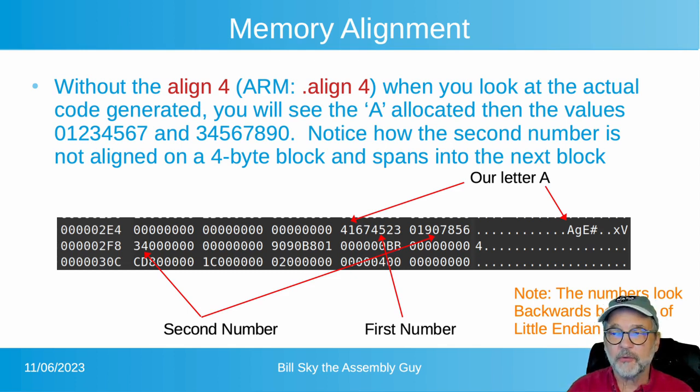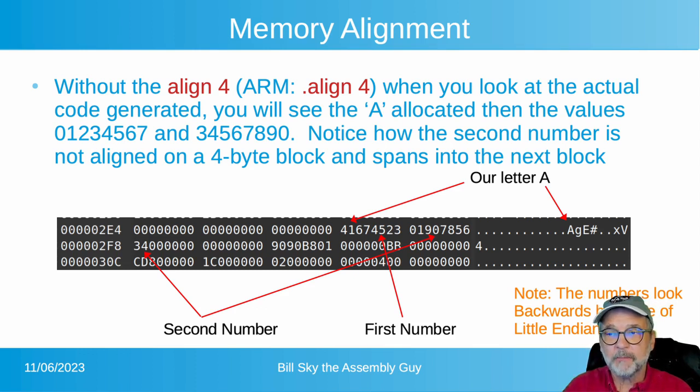And so you can see our 41 and our A, and then we've got 6, 7, 4, 5, 2, 3, 0, 1, but it's backwards, right? The reason why those numbers are not 0, 1, 2, 3, 4, 5, 6, 7 is because of little endian order. But you can see each 4-byte block, and you can see the A is first, and then 0, 1, 2, 3, 4, 5, 6, 7 in little endian order, but it moves over into the second block, right?